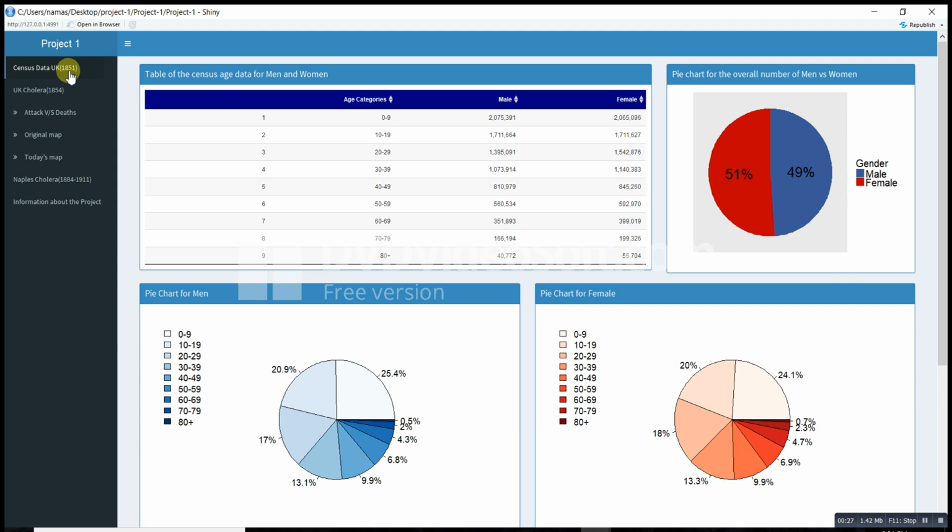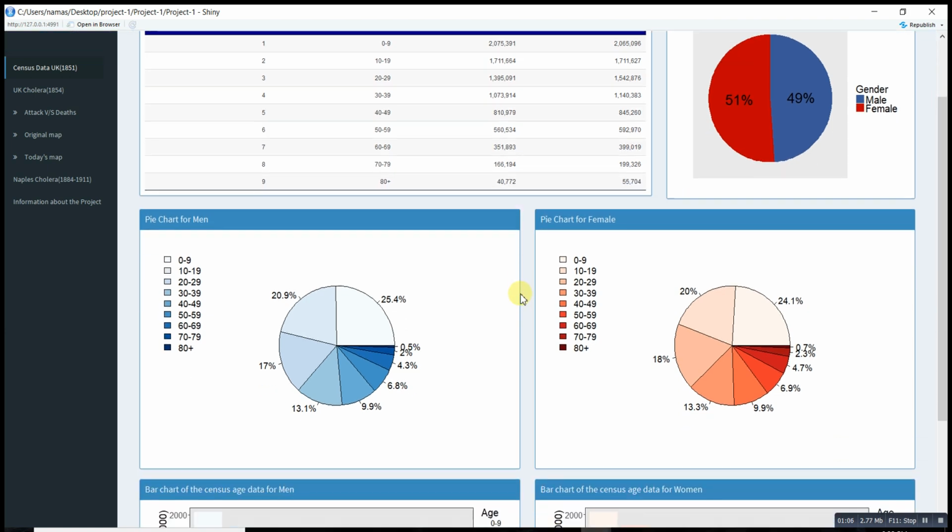Here I'm visualizing the census data of UK in the year of 1851. As you can see, here is a table showing all the age categories and also showing the male and female population with respect to those age categories. Now here you can see there's a pie chart, and this pie chart shows the total number of male versus female in total for all age categories.